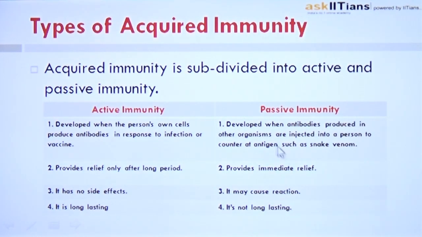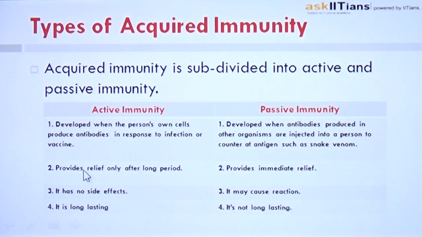Passive immunity is developed when antibodies produced in other organisms are injected, whether through injection or through tablets or capsules, whatever it is. These antibodies are given to a person to counter the antigen, for example in snake venom. So passive immunity is not developed by the person's own cells. It is introduced from outside.